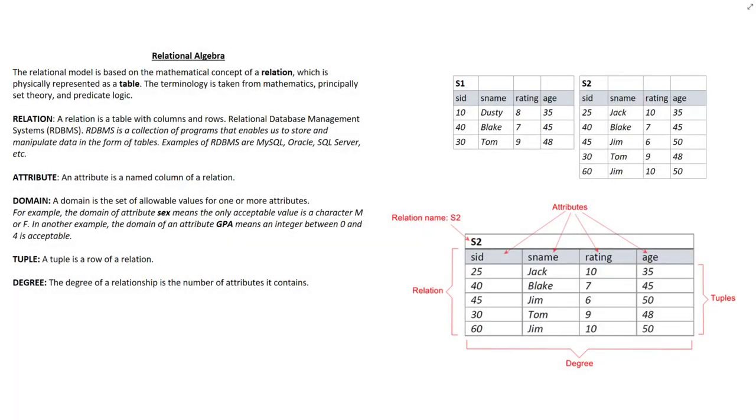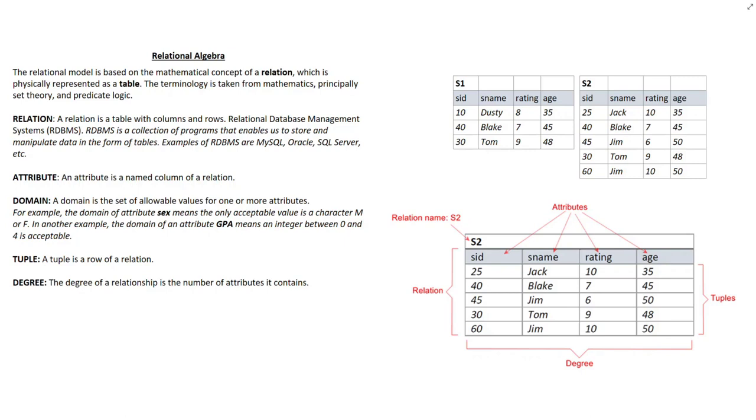Relational algebra. A relational algebra, basically talking about algebra. When we talk specifically about algebra, we are talking about some operators and some operands. Operands could be A and B. Operator can be plus.